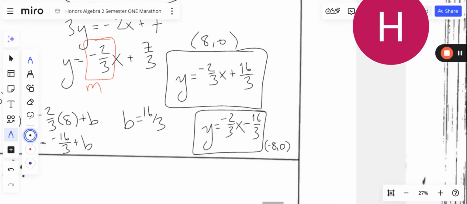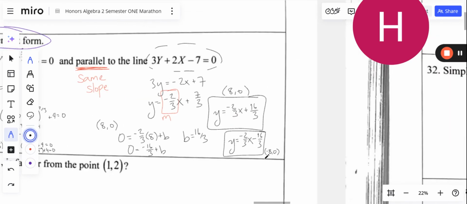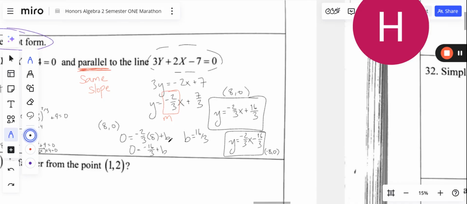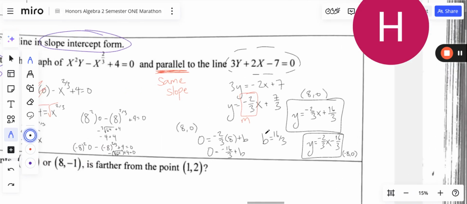Very similar lines. The only difference, and you notice the slope is the same. The slope needs to be the same. The only difference there is the y-intercept, because if it needs to pass through a certain point, if it passes through 8, 0 versus passing through negative 8, 0, that means the graph is going to be at a completely different place.